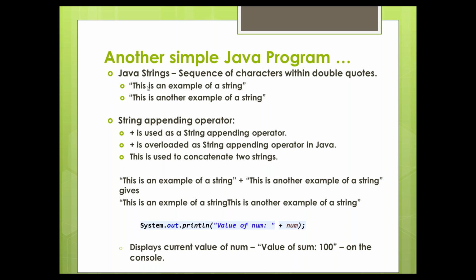A single space. Similar to that, there are so many other characters like percentage, slash, backslash, whatever, whatnot. That is why we call them characters. Anything that is within double quotes is considered a string. For example, this is an example of a string, and this is another example of a string, because we have enclosed those things in double quotes.